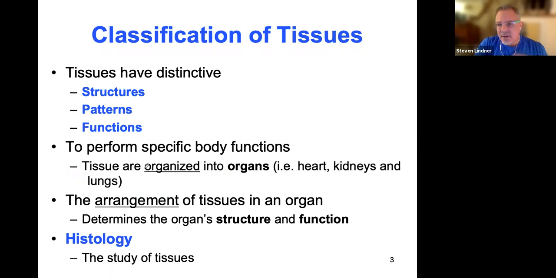So when we look at the classification of tissues, they're all a little bit different, right? Their structures are different, their patterns are different. And if their structure and form are different, then we know their functions are going to be different. Pretty simple in terms of principles. Remember, cells come together to make up tissues, and then tissues come together to make up organs. When we study tissues, we call this histology, right? When we study cells, we call it cytology.